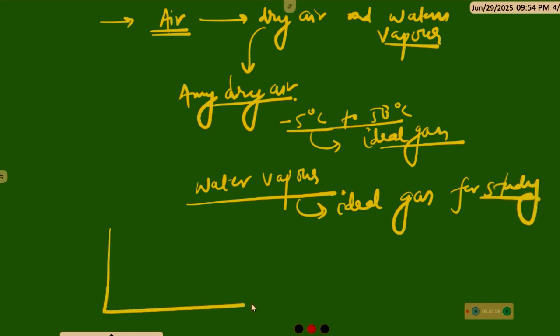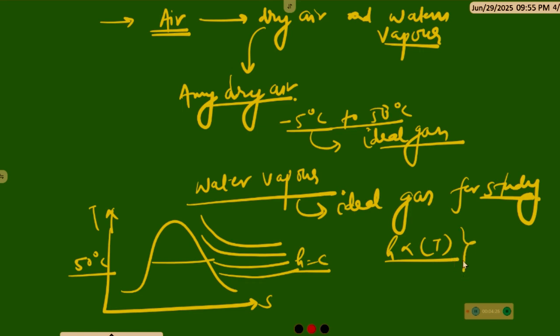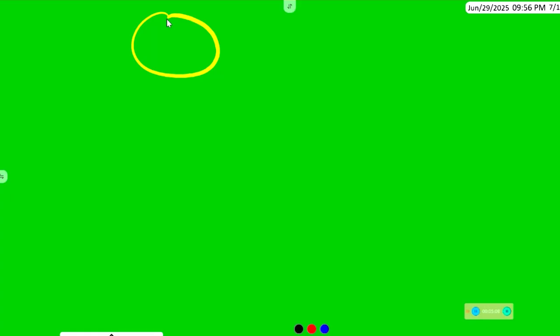If you refer to the TS diagram of water, we will see that the enthalpy becomes constant roughly around 50 degrees centigrade. This is the H constant line. Therefore, H is directly proportional to T in the range that we are going to study in this psychrometrics.